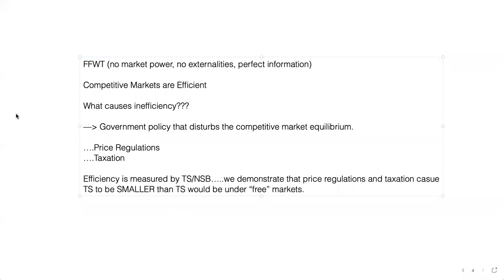Okay. So do you understand this process that we're going through. We first defined competitive markets, and we showed that the competitive equilibrium maximizes total surplus. And now we're going to show that if we have a price regulation or if we have taxation, that total surplus is going to be smaller. Does that whole idea of efficiency and inefficiency make sense?